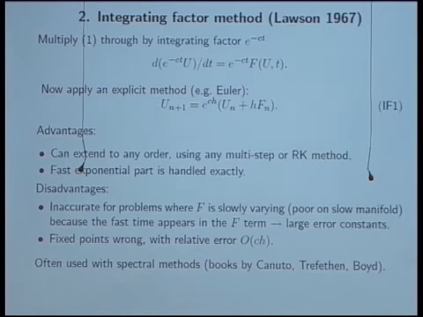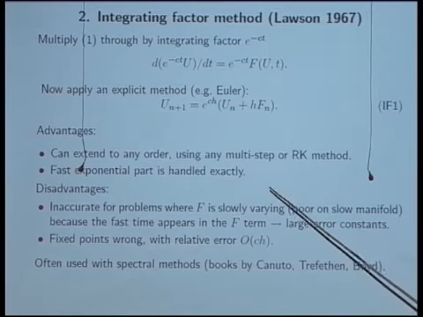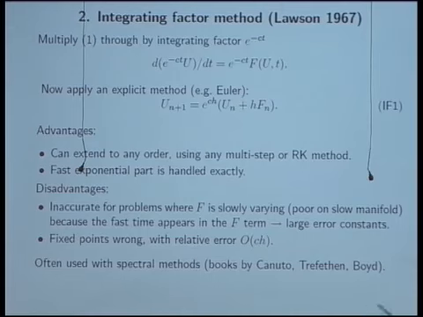We can extend this method, so this is the first order forward Euler type method of this type. We can easily extend to any order, so we can apply whatever numerical method we like to this system. And it gets this fast exponential behavior exactly correct, so it solves the linear part exactly. But in fact, this method is not very good. This method has a number of disadvantages.